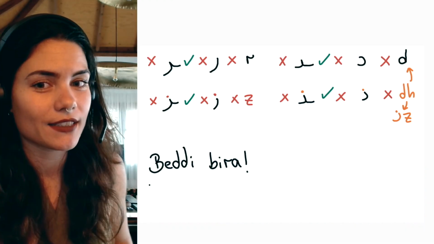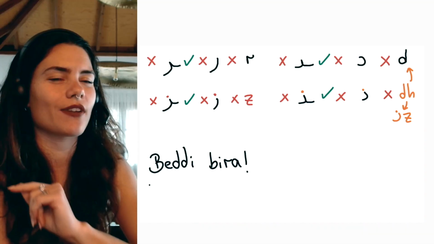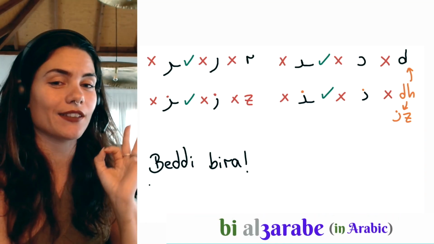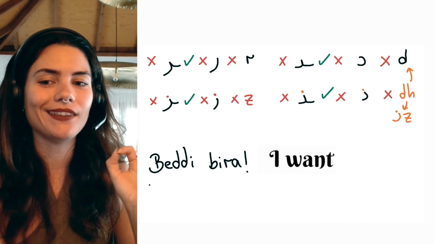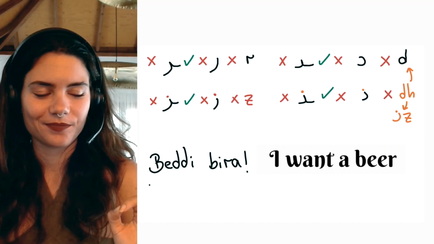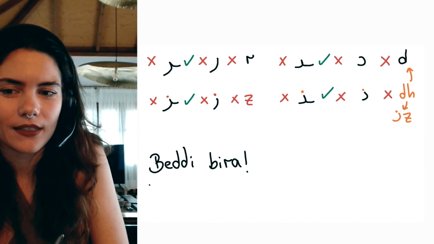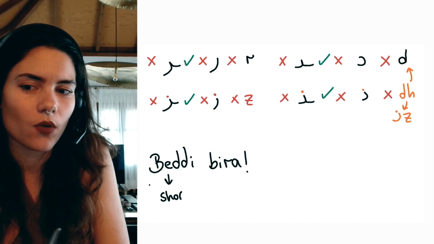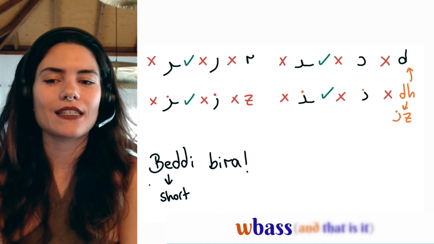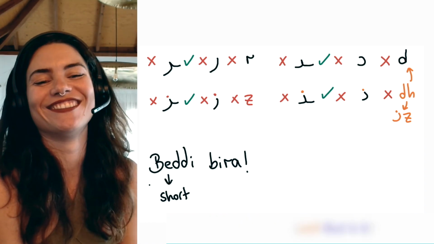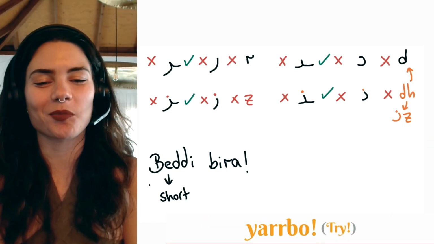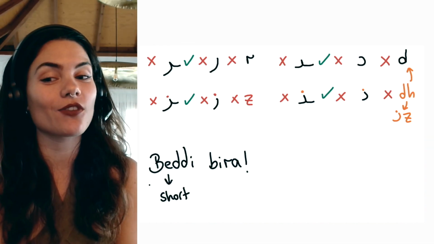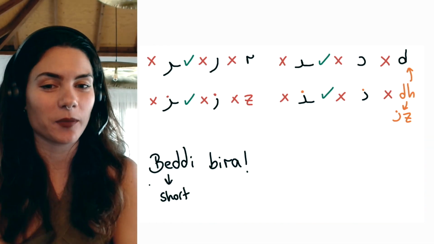تمام? Ready for our last exercise? I want you to try to write this super useful sentence بالعربي. بدي بيرة. Taking into account that this is a short vowel and بس. يلا جربوا. Try. Stop the video, try to write it, and when you're ready, hit play again.